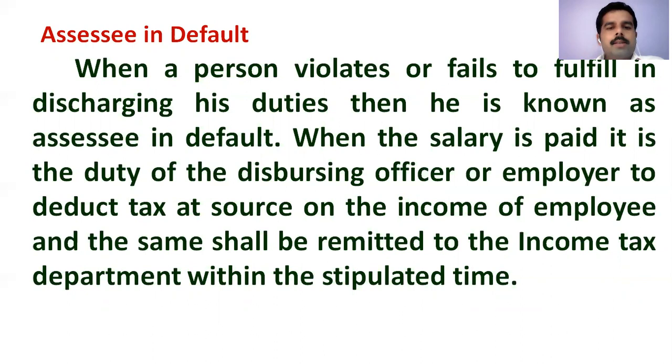Next, assessee in default. When the assessee is not in a position to pay, or violates the rules and fails to fulfill his duties, then the disbursing officer or employer will deduct the tax at source on the income of that employee, and the same shall be remitted to the income tax department within the stipulated time. This is called assessee in default. Defaulter means the person who violates or fails to fulfill his duties. He forgets the due date for the payment of tax.